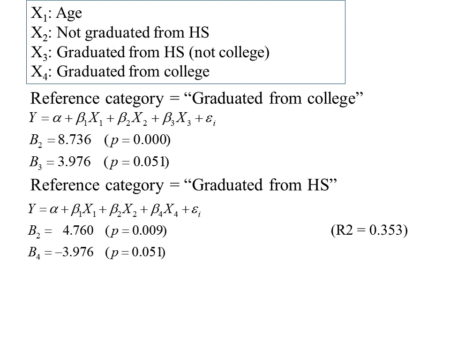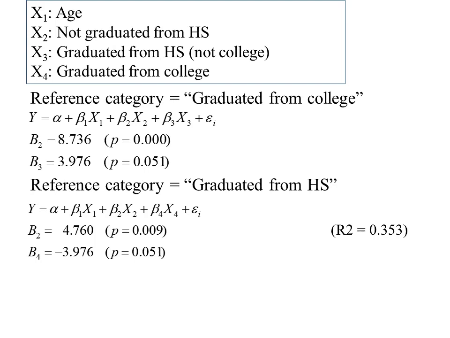The p-value for the 8.736 point difference between those who have not graduated from high school and those who have graduated from college, controlling for age, was 0.000, and the p-value for the 3.976 point difference between high school graduates and college graduates was 0.051. But the p-value for the difference between those who have not graduated from high school and those who have graduated from high school was not obtained, so the statistical significance of the difference was unknown.